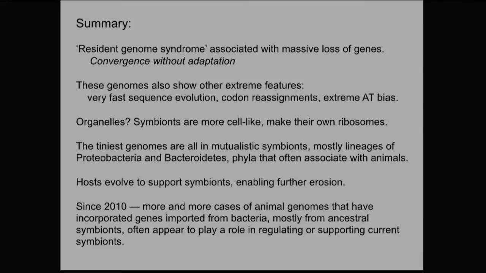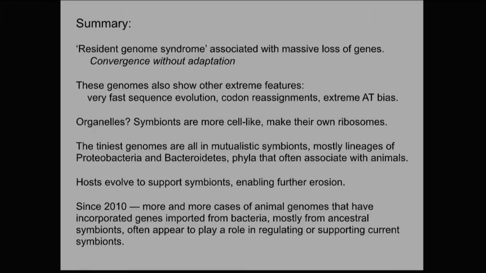Okay, just to summarize, there's this syndrome, the resident genome syndrome. It's associated with massive loss of genes, and you get these tiniest known genomes. And it's a case of convergence without adaptation, right? At least I'm largely arguing that this is due to fixation of deleterious mutations, loss of genes that actually would be useful, but there's not enough selection to maintain them. Of course, there's some adaptation. I'm not saying there's none, but the overall syndrome seems to result mostly from genetic drift.